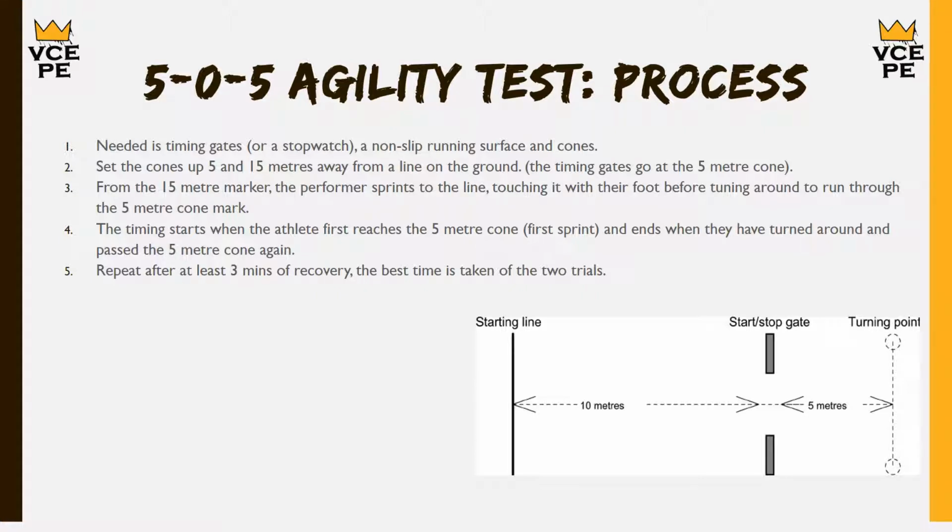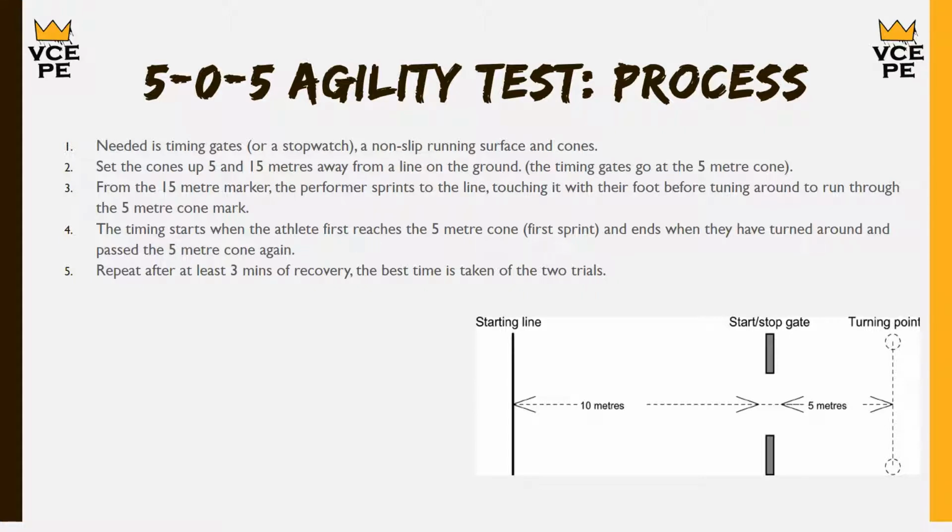So how it works is you're at the starting line and you sprint. When you are ready to sprint, you sprint as fast as you can. Now the person with the stopwatch, if you are using a stopwatch, will be standing at the start and stop gate. And when the person passes that gate, they start timing.